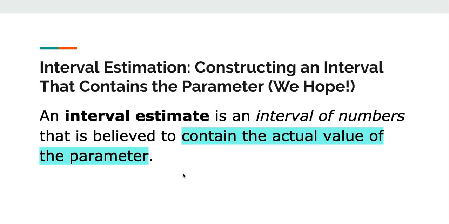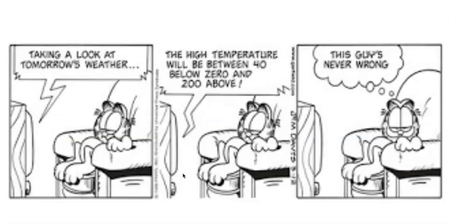But we'll also talk about how, as we go higher on that confidence level, our confidence interval will be a little bit wider. I think I have a good cartoon to explain that. I don't know if you can read this one, because I think I better find a better quality cartoon, since it's hard to read. Well, let's read this. Taking a look at tomorrow's weather, the high temperature will be between 40 below zero and 200 above. How confident is this little cat about his confidence interval? Oh, like 100%. High temperature will be in between 40 below zero and 200 above. This guy's never wrong. Oh, that's actually from the TV, it's not from the cat. So it's a cat thinking, oh, this guy's never wrong.